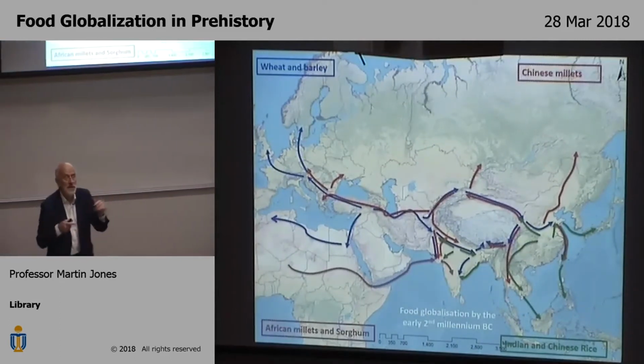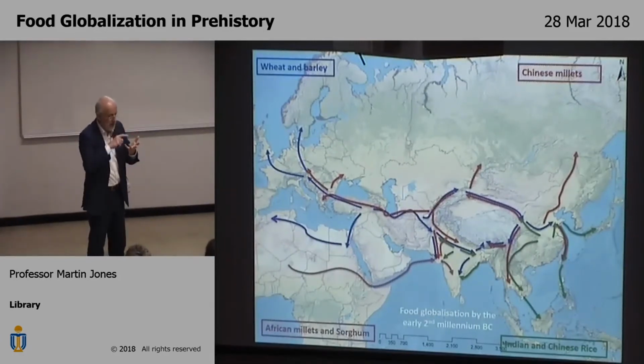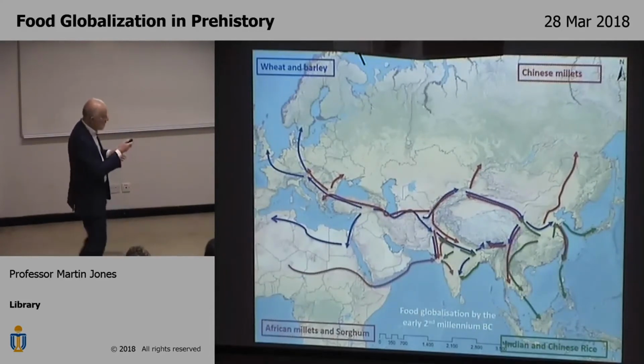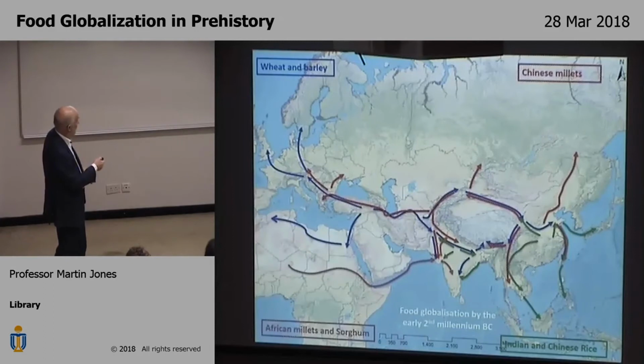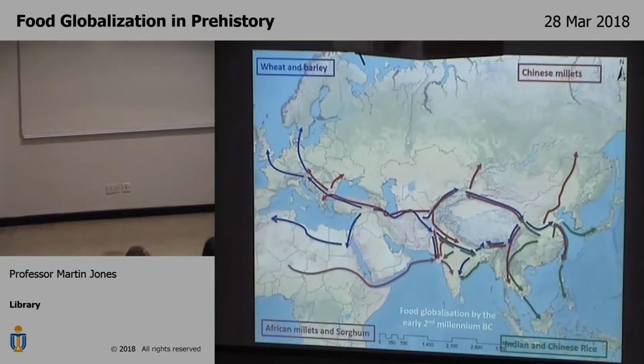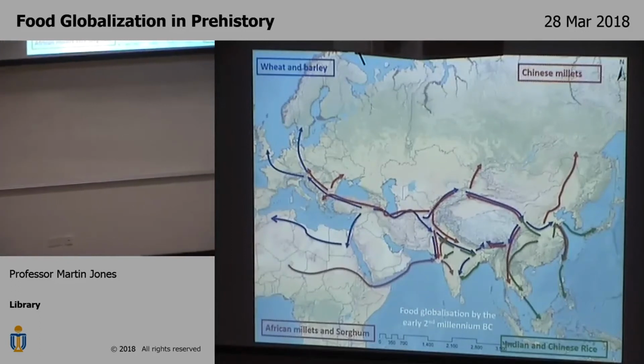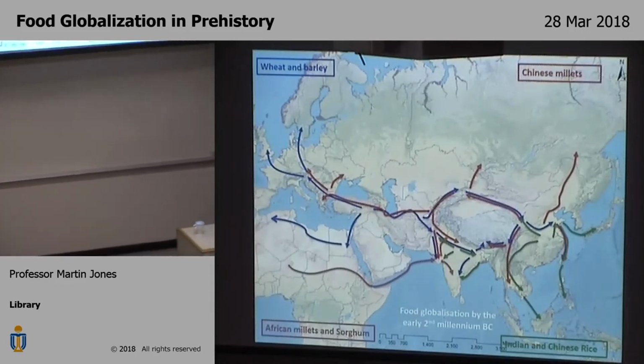But essentially, if you piece all of that evidence together of the crops and the isotopes and the genetics, this is the picture of food globalization we get by the early second millennium BC. African millets and sorghum coming to India, wheat and barley going in both directions, rice moving around here, and the Asian millets moving all the way around there. So by the early second millennium BC, significantly before you get elite goods moving around, all of these agricultural crops are moving around together.